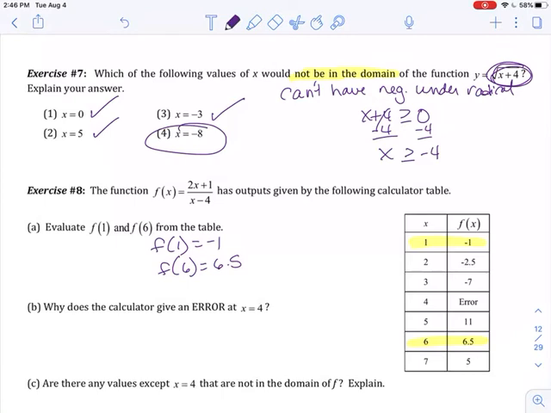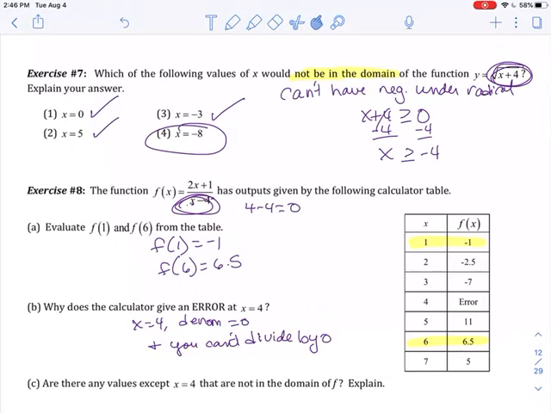Why does the calculator give an error at x equals 4? Look at up here. If x was equal to 4, 4 minus 4 is 0. Because if x equals 4, the denominator would equal 0, and you can't divide by 0. So it's not allowed. The denominator is not allowed to equal 0. If you replaced x right here with 4, that would make that denominator equal to 0.